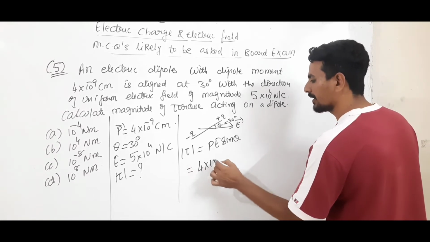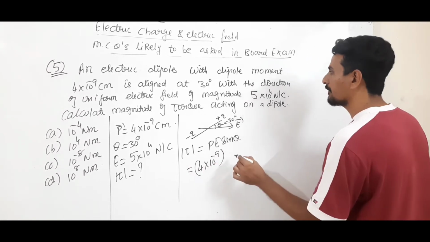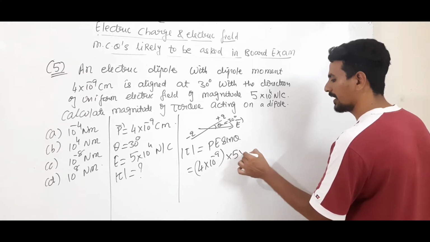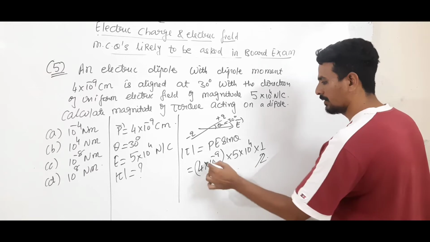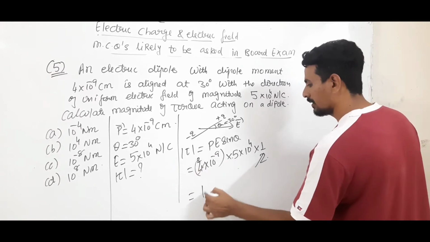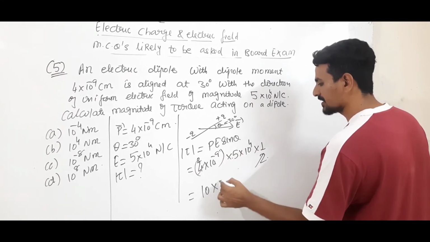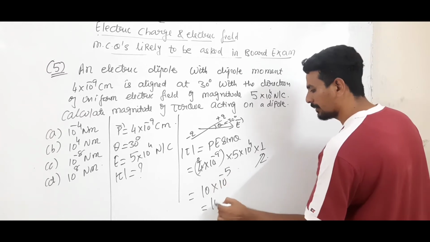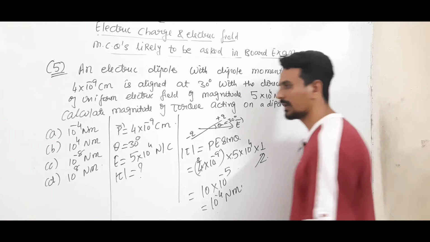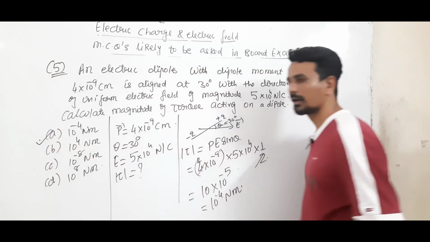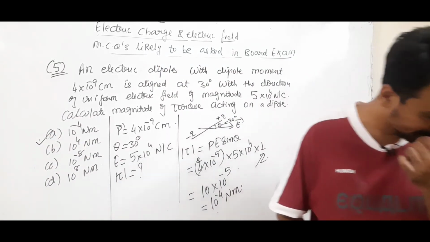p is 4 into 10 raised to minus 9. Electric field is 5 into 10 raised to 4, sin 30 is 1 by 2. Adding the powers, minus 9 plus 4, so this will be 10 raised to minus 4 Newton meter. Right? So A is your answer. Clear? Okay, the next one.